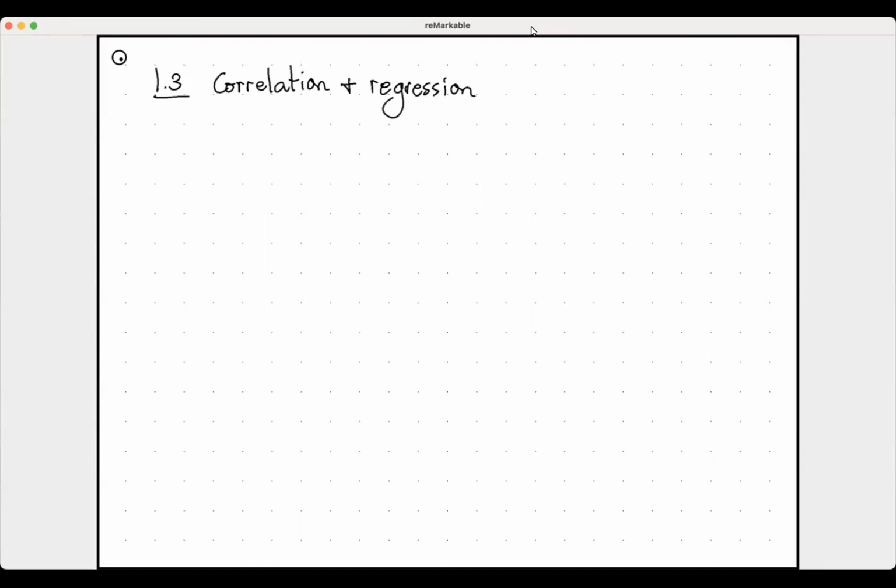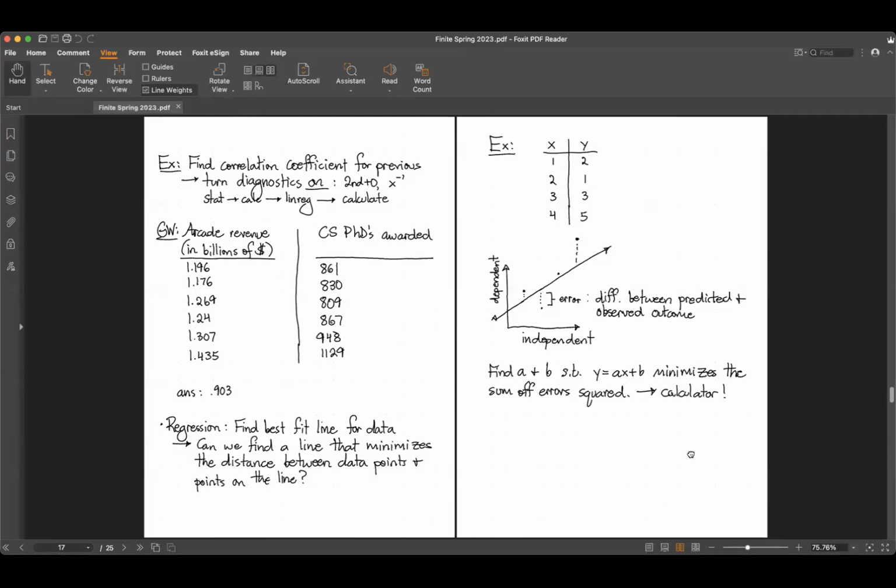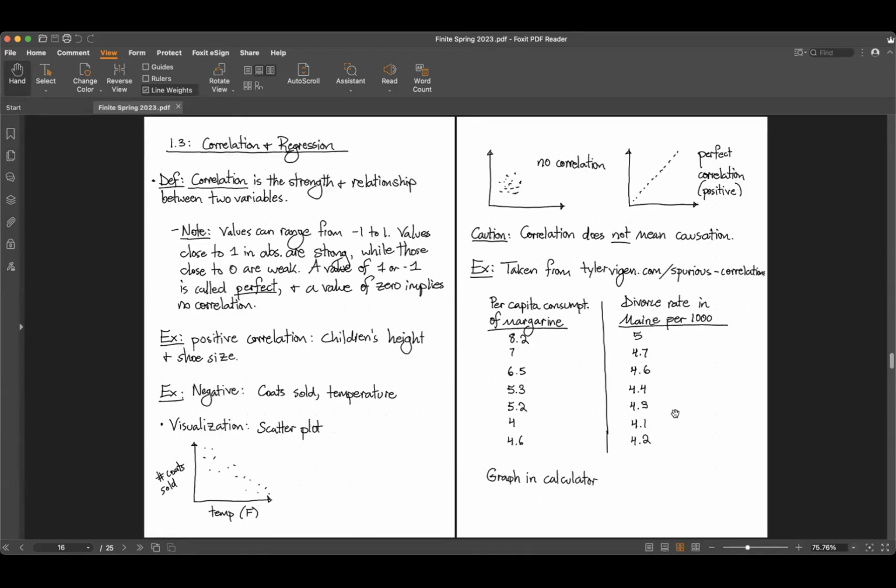So let me stop sharing these notes real quick, and I'll go to my notes from last time. We can just look over this real quick. Okay, so here's where we were. The first thing we did was define what correlation was. It shows the strength and relationship between two variables. We talked about what positive and negative correlation would mean.